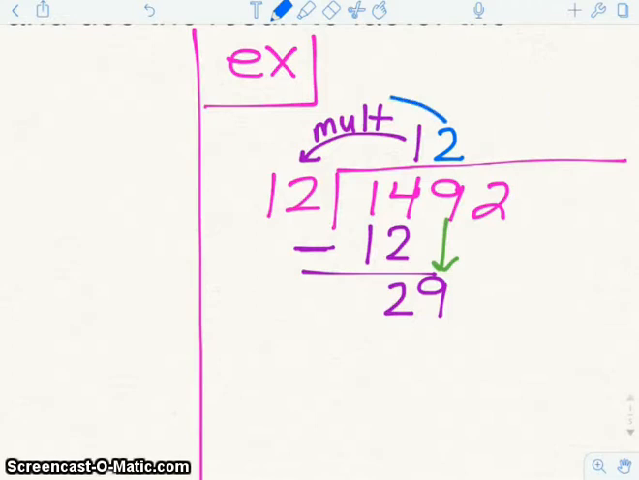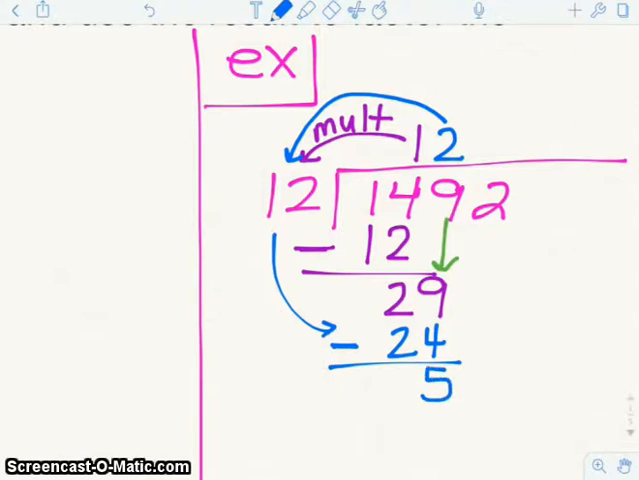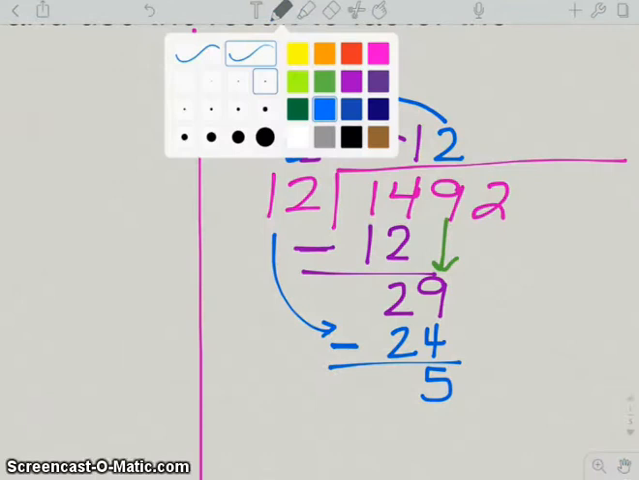And I'm going to multiply 2 times 12. And I'm going to put my answer right there. So 2 times 12 is 24. I draw a line. I subtract. 29 minus 24 is 5. I pull down this 2.